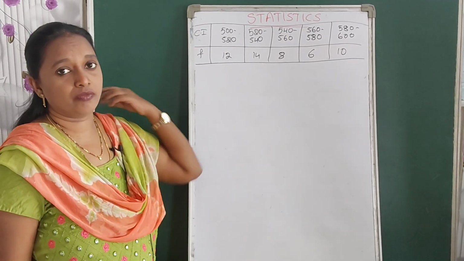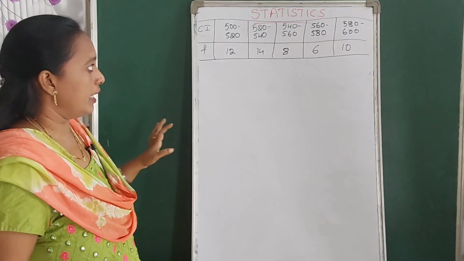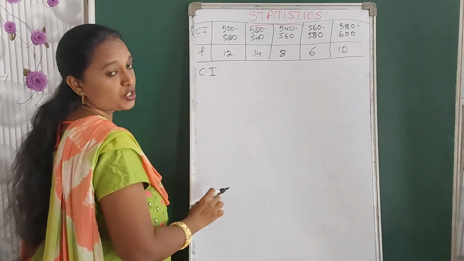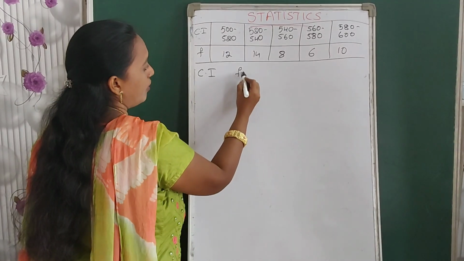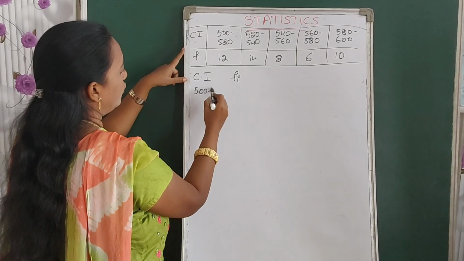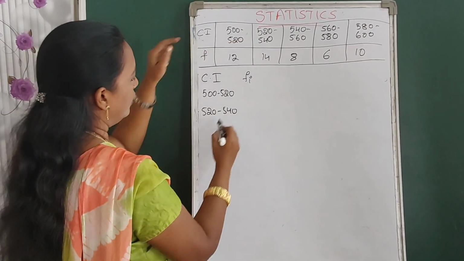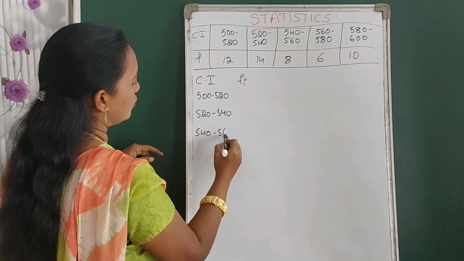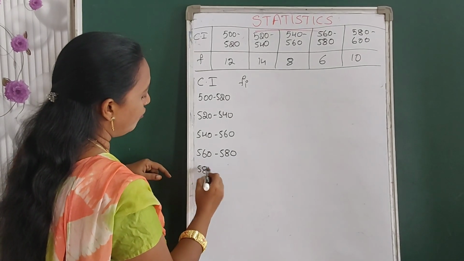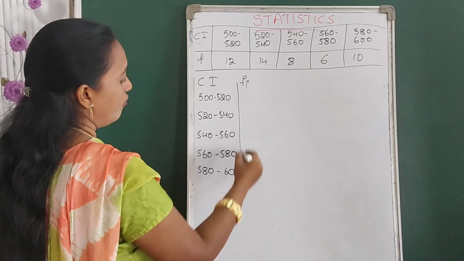Don't forget to write the question number and mention whether it is A bit or B bit. Then write the class intervals first in the first column and frequencies Fi in the second column. The class intervals are 500 to 520, next 520 to 540, 540 to 560, 560 to 580, next one 580 to 600. In the second column you mention the frequencies.